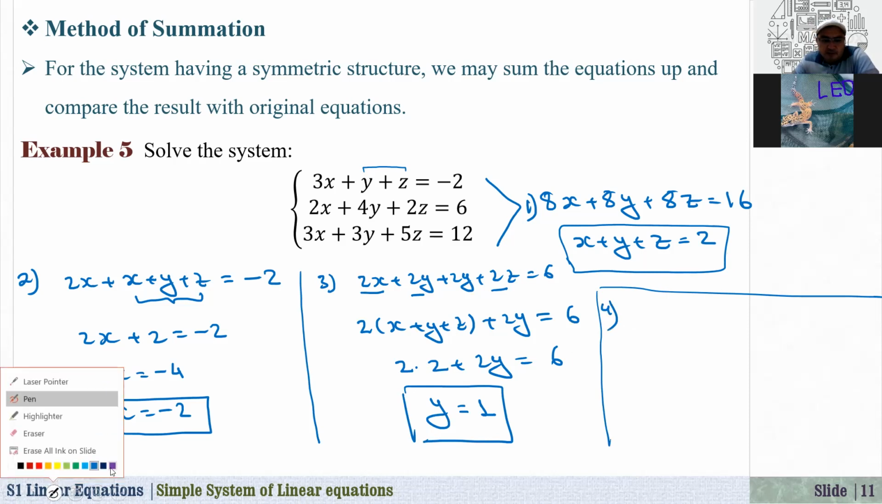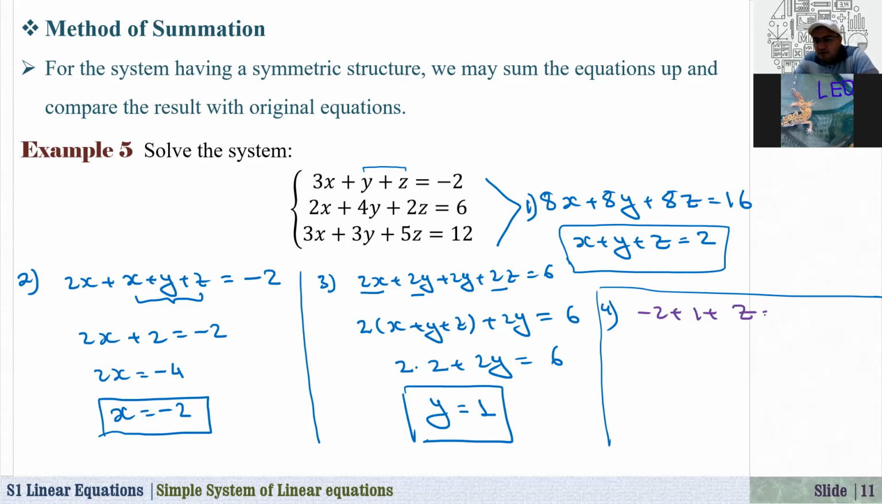Just change the color here. Number 4, x equals negative 2, y is equal to 1, and here we have z. On the right hand side, we have 2. Now from here, z is equal to negative 2 plus 1, negative 1. Take to the right hand side, that's equal to 3. So now x equals negative 2, y is equal to 1, and z is equal to 3.